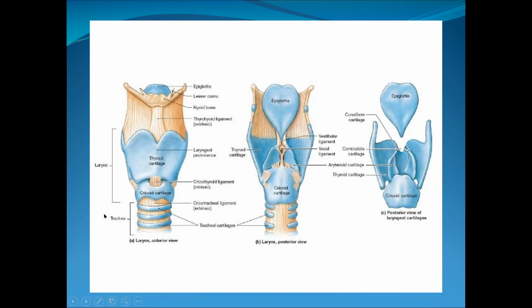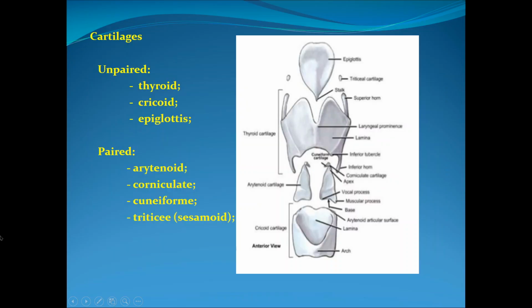But let's take them separately. Okay, so here again you can see them. Cricoid, it's one. Thyroid, it's one. Epiglottis is one. Arytenoid, there is one left and one right. Corniculate, one left and one right. Triticeal cartilages here, and right here in this region, but not very well visible because of the thyroid, cuneiform cartilages.